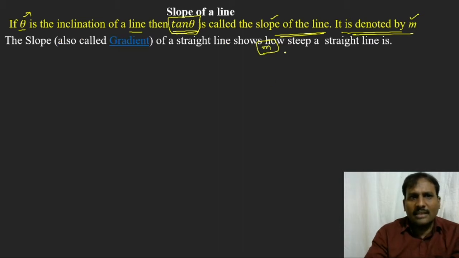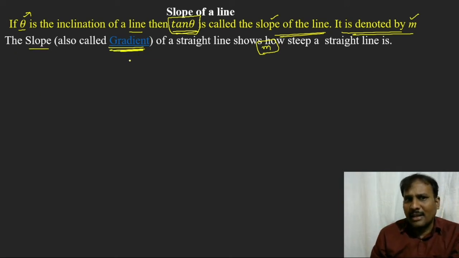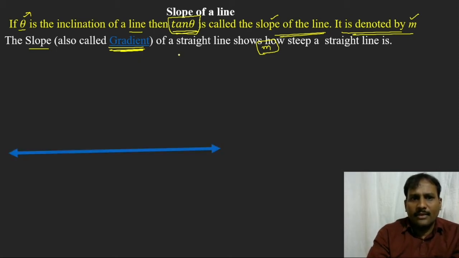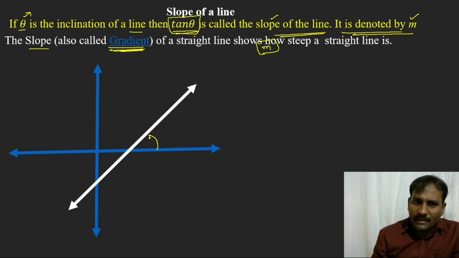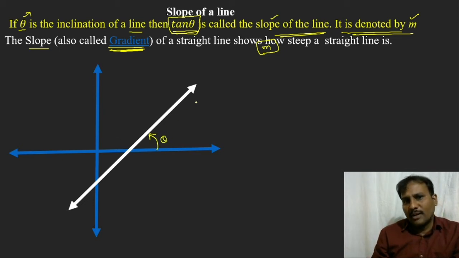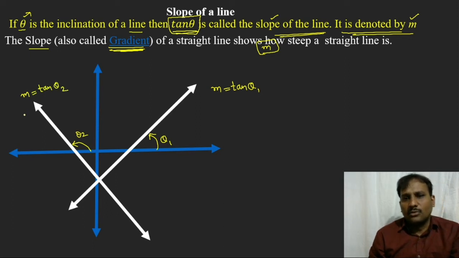Now, the slope is also called as gradient. So the other name of slope is gradient. Now take a line here. So this is the angle theta it is making. Therefore, what is the slope of this line? So m is equal to tan theta. Now suppose it is, take this theta 2. Let us say this is theta 1. m is equal to tan theta 1. What is its slope? m is equal to tan theta 2. So this is the slope of a line.